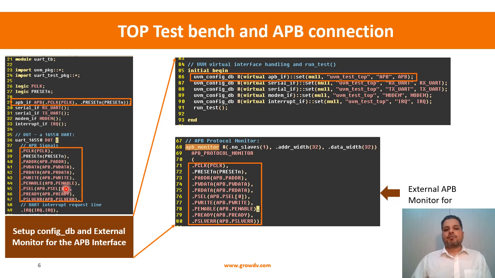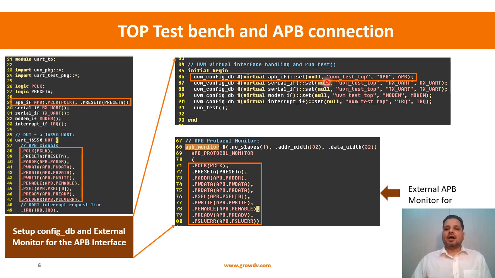And now this interface needs to be passed as a virtual interface to the class-based world. This is the static world. So from the static world, we have to pass this interface to the class-based UVM world, and the UVM recommendation is that we do it through the config DB. So we put this initial begin end. As you know, run test is the entry point for the UVM. So through the config DB, we set up the virtual APB interface.